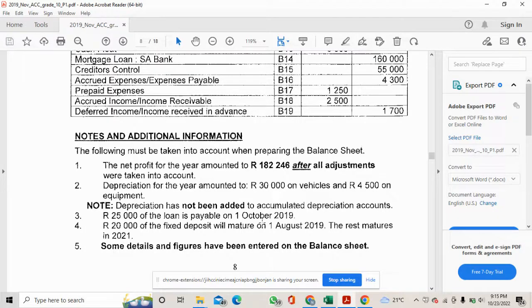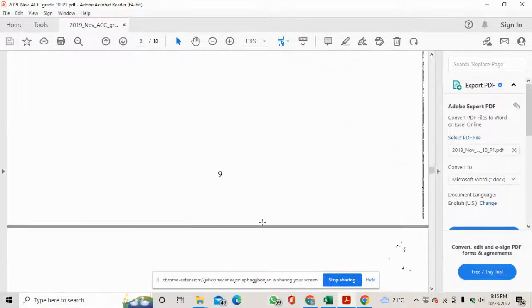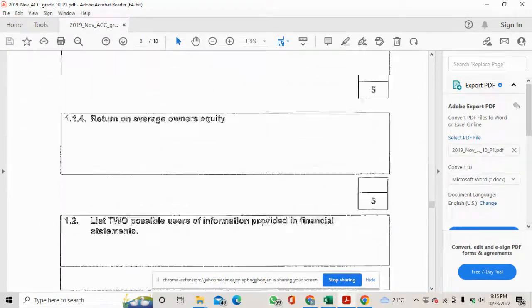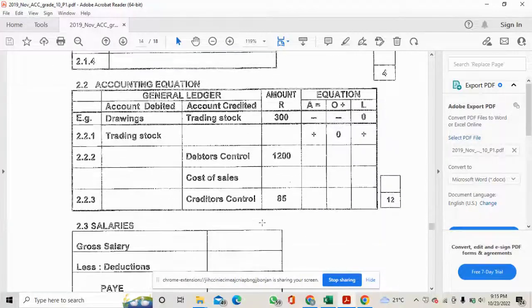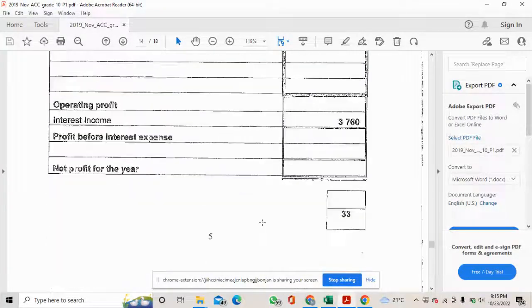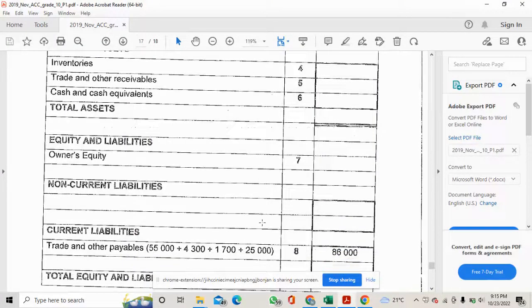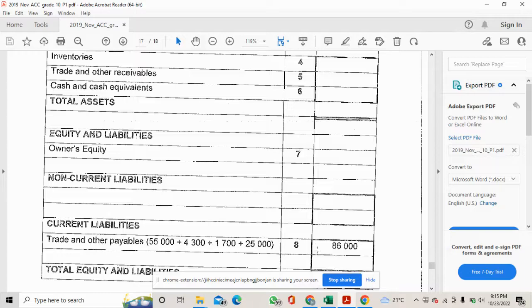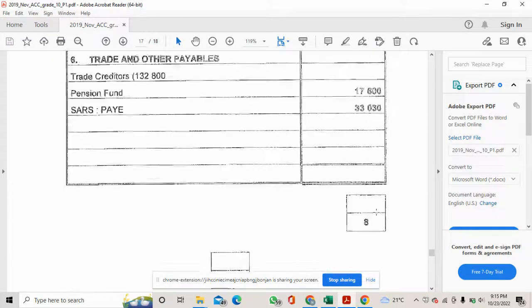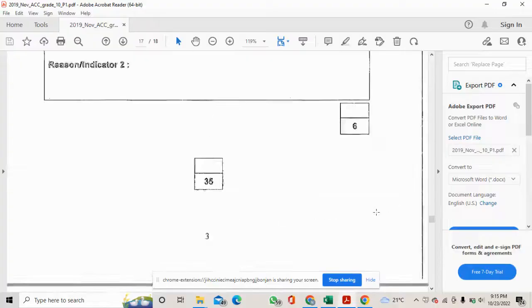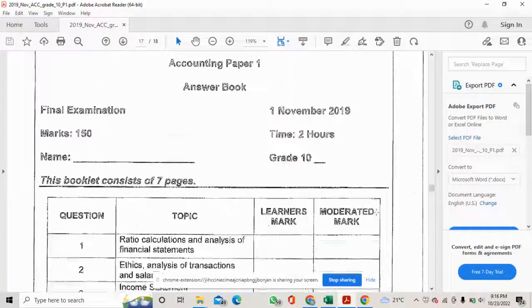Some details and figures have been entered on the balance sheet. So for this question I had the answer sheet as well. It was question 4. This is the answer sheet. You will see that we are only given the amount for trade and other payables, which was 86,000. You must note that one down. So guys, I'm just going to go to my Excel sheet now, and we're going to attempt this question.